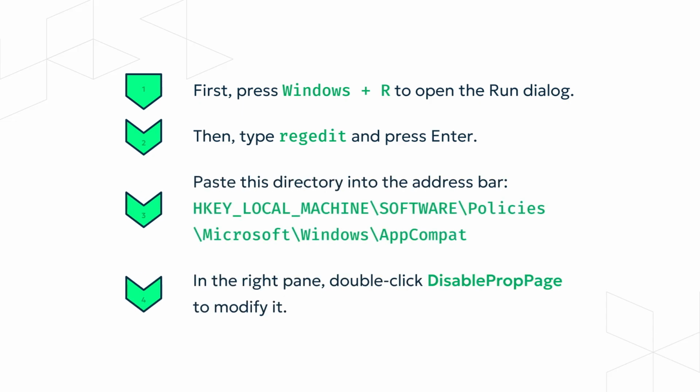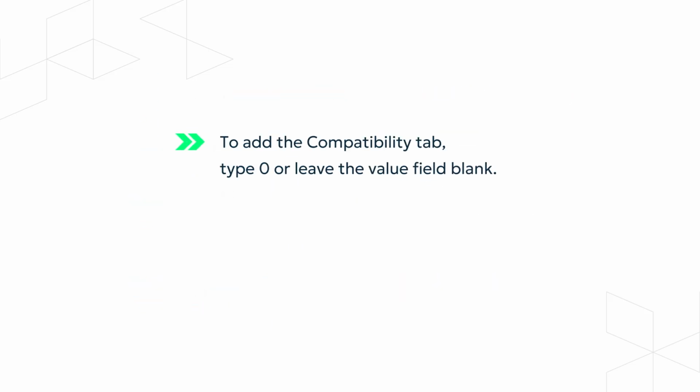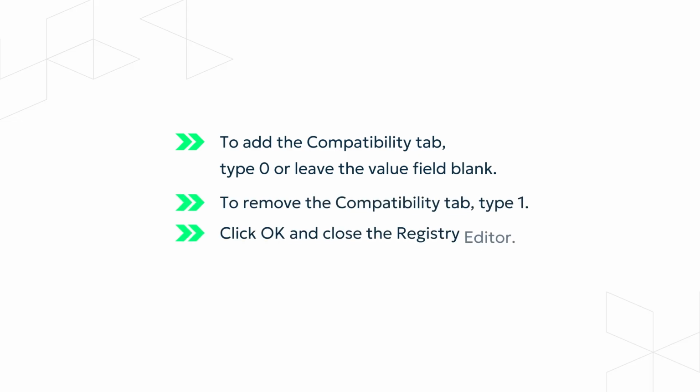In the right pane, double-click DisablePropPage to modify it. To configure the setting, to add the Compatibility tab, type 0 or leave the value field blank. To remove the Compatibility tab, type 1. Click OK and close the Registry Editor. Restart your system to apply the changes.